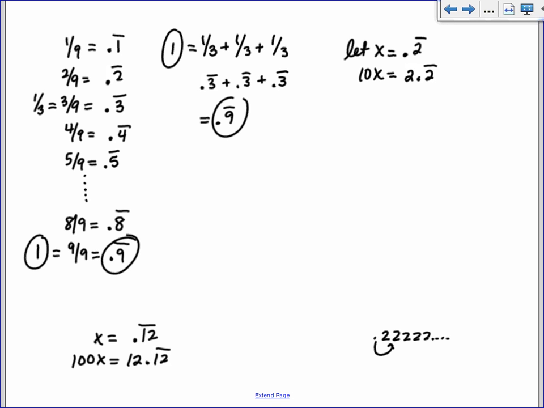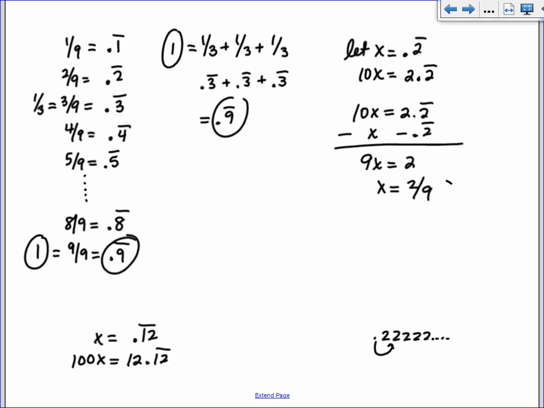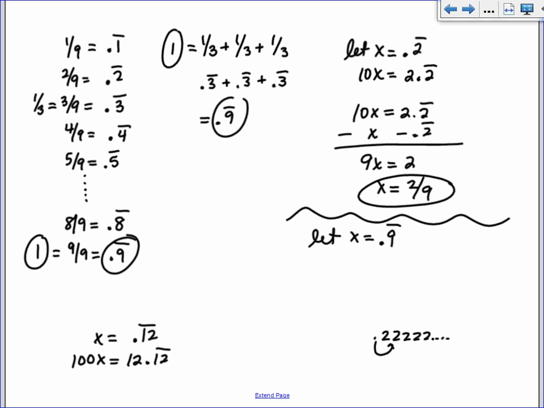So I'm going to subtract these 2 things. So I have 10x equals 2.2 repeating. And if I subtract that other equation out, 10x minus 1x becomes 9x. What is 2.2 repeating minus the 0.2 repeating part? What do I get? Do you see how it's just 2? So x then is 2/9. So that proves it.